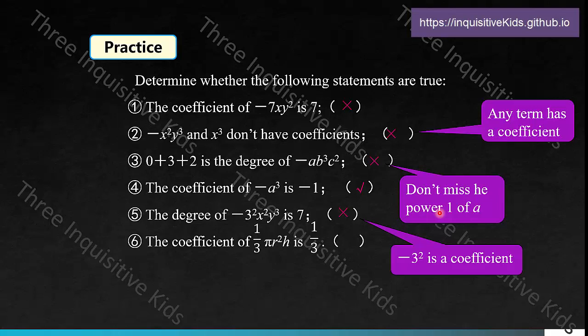And the last statement. The coefficient of 1/3 pi r squared h is 1/3. Nope, that is not true. Mostly because pi is part of the coefficient and might blend in as any other variable, but it is a number. It's part of the coefficient. It's just that the number is way too long for us to describe in real numbers, so we have a symbol for that.